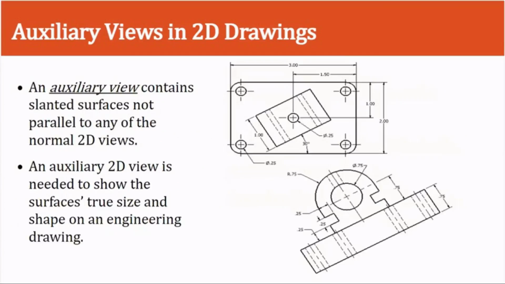So as you can see here, in 2D drawings, ang ating auxiliary view contains slanted surfaces not parallel to any of the normal 2D views. So unlike 3D views, yung ating surfaces or mga inclination, ramps, and slants is not parallel to the normal view. So an auxiliary 2D view is needed to show the surfaces through size and shape on an engineering drawing.